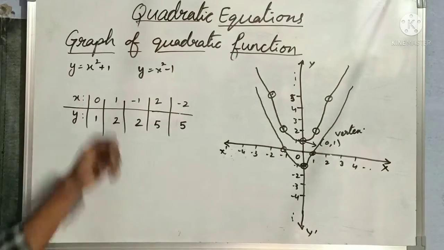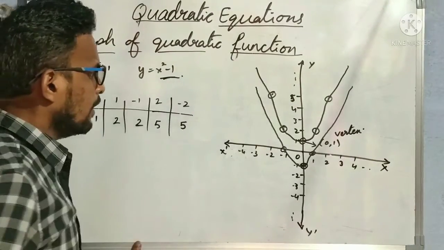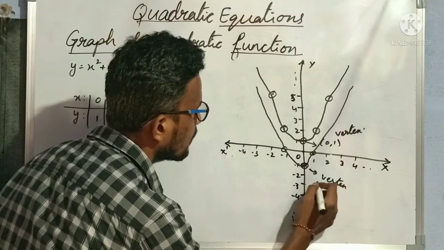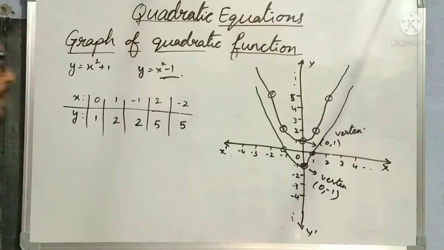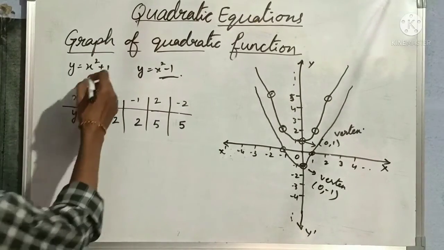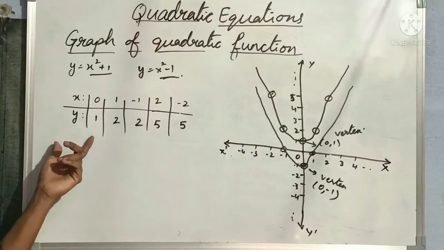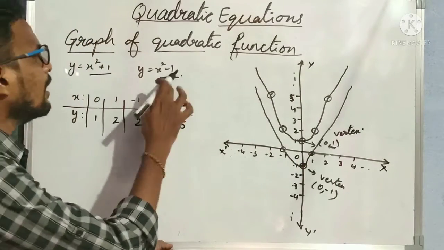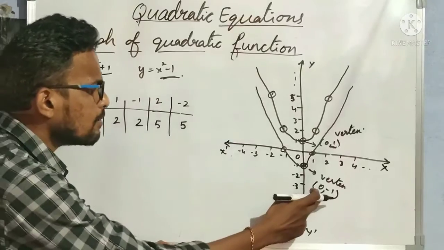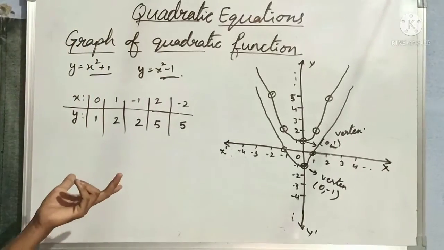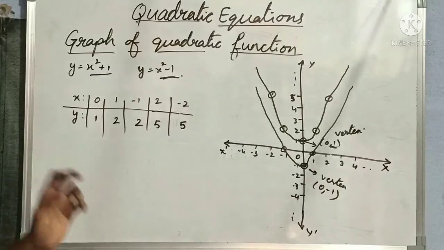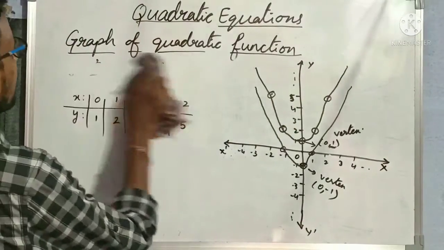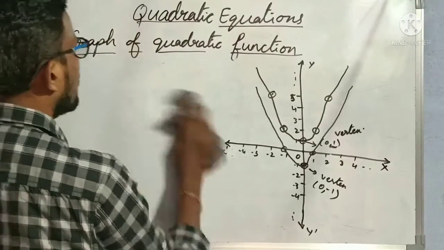Understood? But in this case, in y is equal to x square minus 1, what is our vertex? The vertex is 0, -1, right? So when we are taking the y is equal to x square plus 1 graph, our vertex is 0, 1, right? But when we are taking the y is equal to x square minus 1 graph, then our vertex is 0, -1. Understood? So this is about our basic graphs, that is y is equal to x square plus 1 and y is equal to x square minus 1.